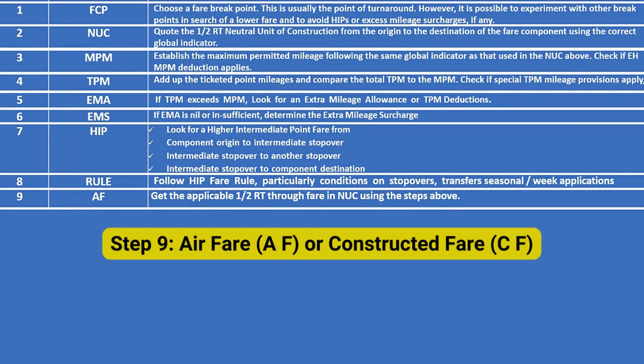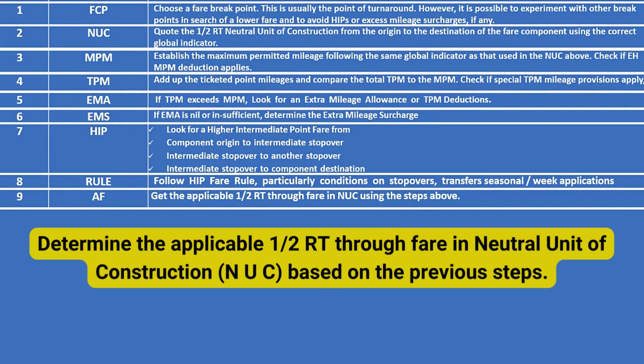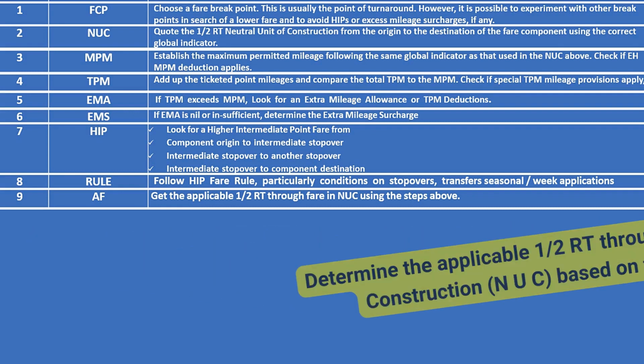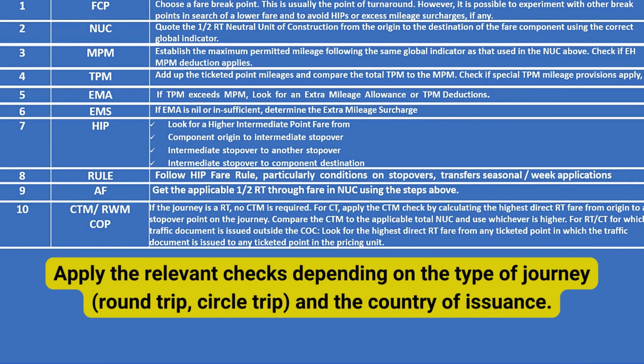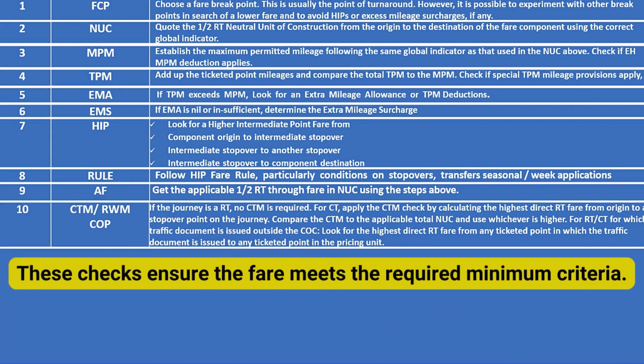Step 9. Airfare, AF, or constructed fare, CF. Determine the applicable half-RT through fare in neutral unit of construction, NUC, based on the previous steps. Step 10. Circle Trip Minimum Check, CTM, Round the World Minimum Check, RWM, Country of Payment Check, COP. Apply the relevant checks depending on the type of journey, round trip, circle trip, and the country of issuance. These checks ensure the fare meets the required minimum criteria.